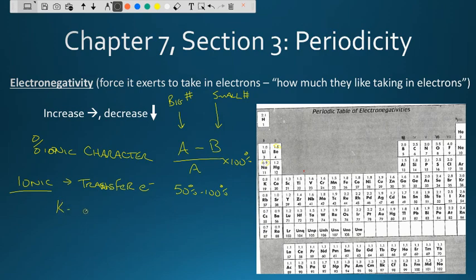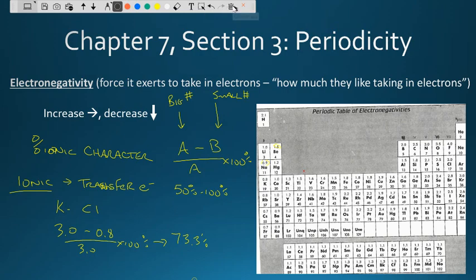So let's take a look at an example of a bond between potassium and chlorine. The large value on chlorine is going to be a 3.0. The small value is potassium, that's a 0.8. So we're going to divide that by our 3.0 times 100%. That gives me a percent ionic character of 73.3%. That tells me that chlorine is pulling with that much force, taking the electron away from the potassium and putting it into that octet. So I know that that's going to be an ionic bond.